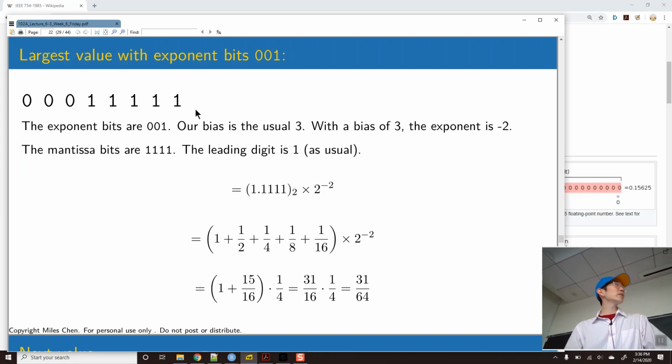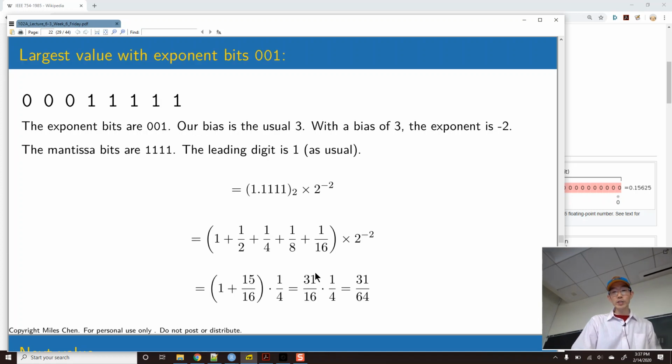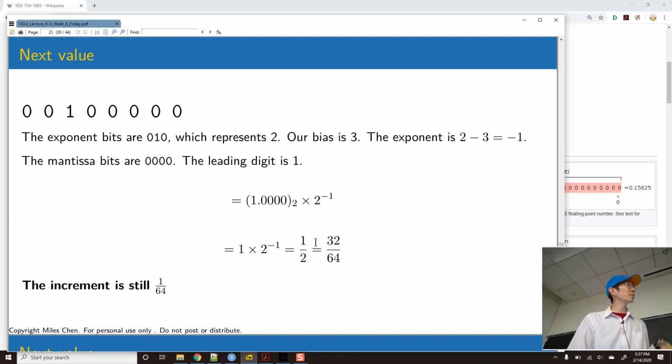What is the next value going to be? If I add 1 to this, what will it advance to? Again, it's just like the odometer. It's going to become 0, 0, and then 1, 0, 0, 0, 0, 0. It's like reaching 100,000 miles on the car. So it goes from here, and the next value, if I add a bit, becomes this. What does it become? It becomes 1/2, right? Here we're at 31/64, just shy of 1/2. I add 1, and now I'm at 1/2.